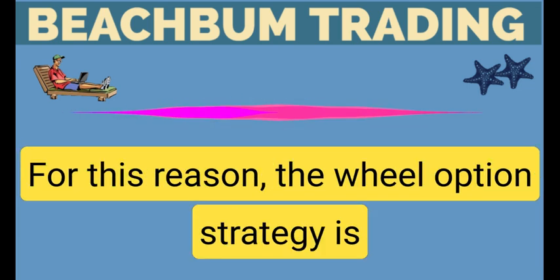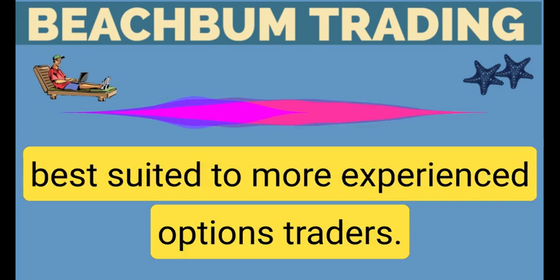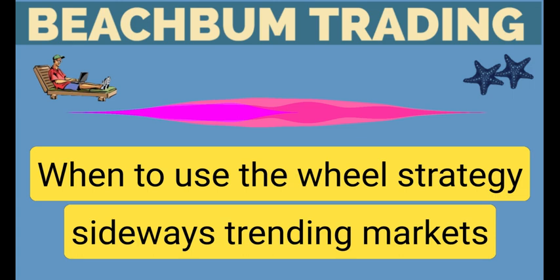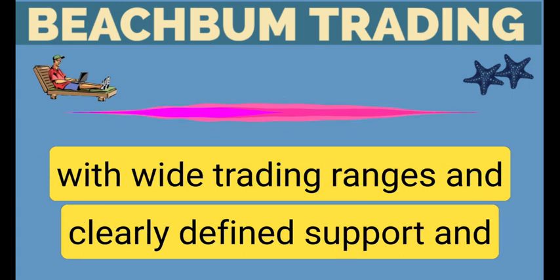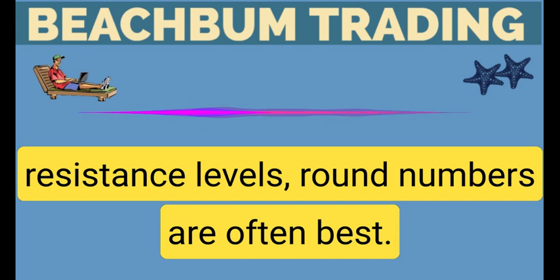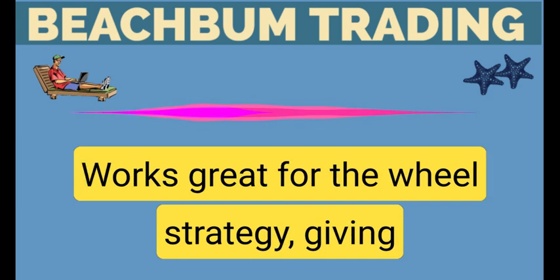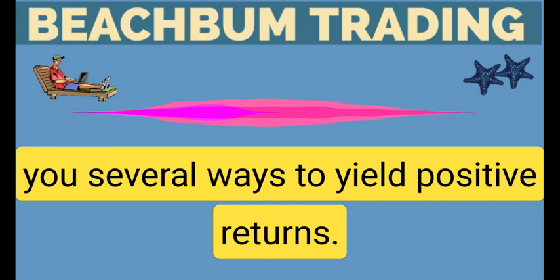For this reason, the wheel option strategy is best suited to more experienced options traders. When to use the wheel strategy: sideways trending markets with wide trading ranges and clearly defined support and resistance levels. Round numbers are often best. This works great for the wheel strategy, giving you several ways to yield positive returns.